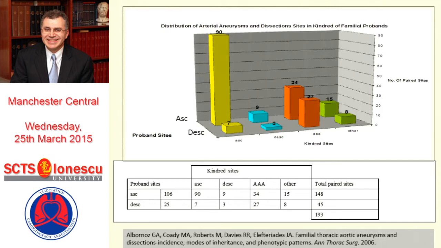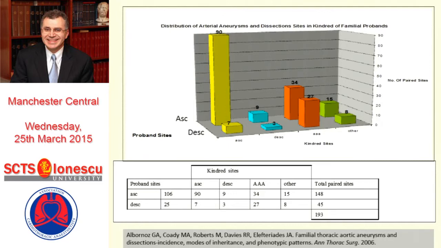In this graph, I show you where the aneurysm is located in the family member. In the back row, the proband has an ascending aneurysm. Please note that the family members overwhelmingly have ascending aneurysms. In the front row, the proband has a descending aneurysm, and please note that the majority of the aneurysms in the family members are in the abdominal aorta.